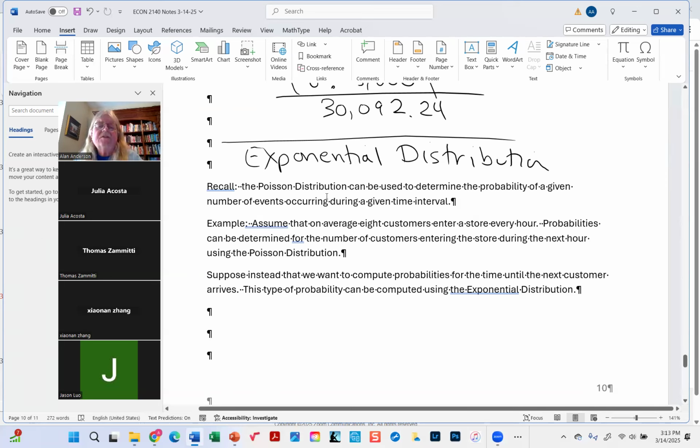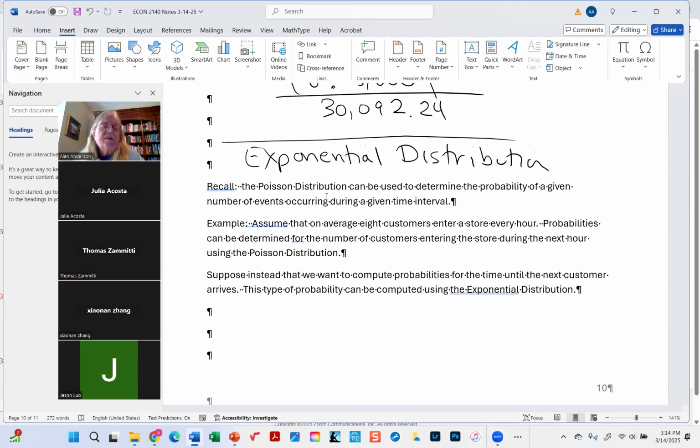So you might remember the Poisson distribution was used to determine the probability that a specific number of events occur over a given interval of time. Like, let's say we have a case where we know from experience that on average, 8 customers enter the store every hour. We can probably calculate the probability, for example, that 4 enter the store in the next hour.